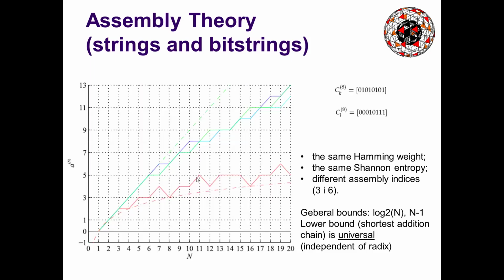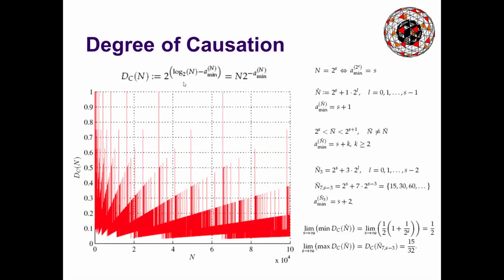As we see, there are gaps between the logarithm with the base of 2 and this general bound, which in fact is the shortest addition chain. This is the shortest addition chain, a concept known from mathematics, which is at least NP-complete to calculate. So, motivated by the assembly equation of assembly theory, we have defined an equation to capture these gaps. And we call it the degree of causation.